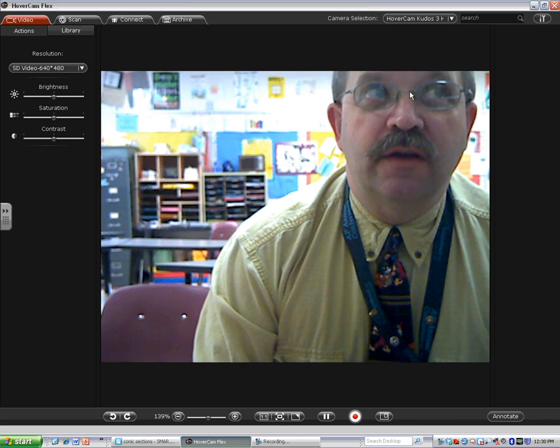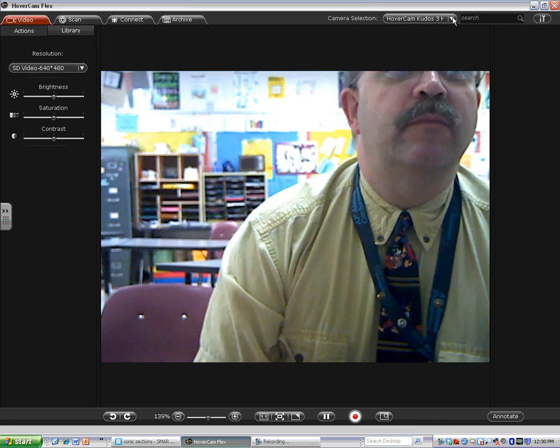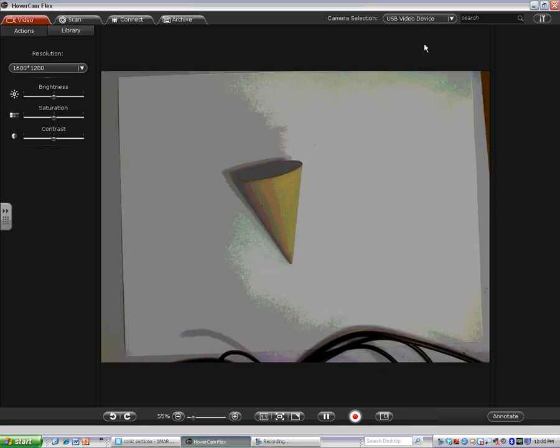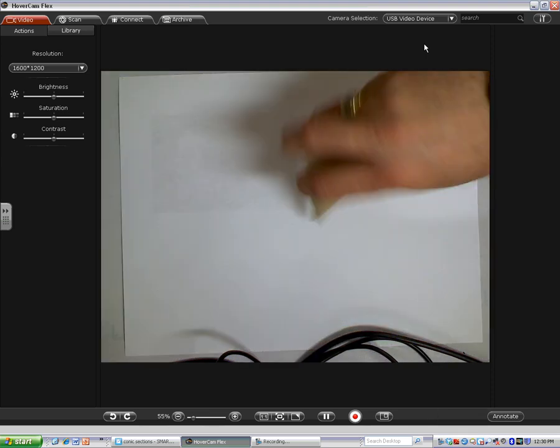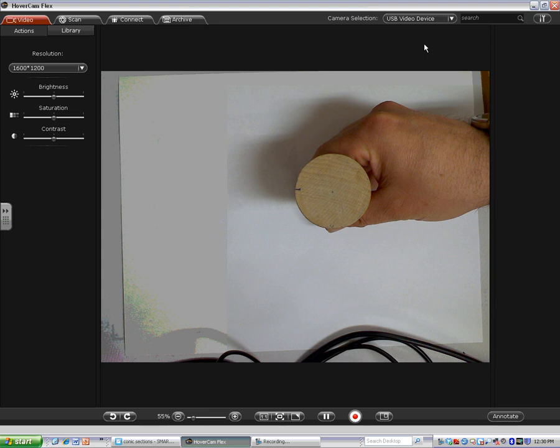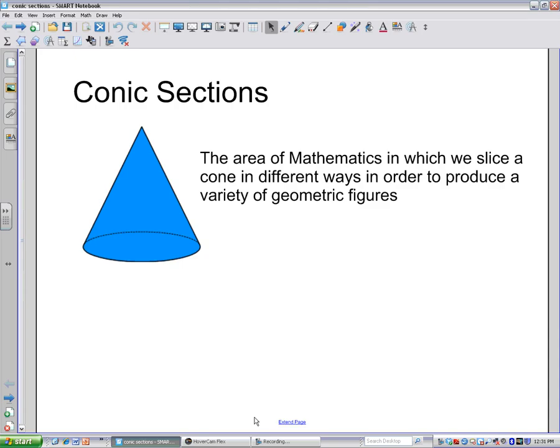If I change the camera, pardon me for a sec. You may not have heard me. What you'll see is a cone. Here's the cone. Looks very cone-like. A little blurred, but that's a cone. Round base, meets up at a point. And we're particularly going to be talking about today conic sections. Conic sections is the area of mathematics in which we slice a cone in a variety of different ways in order to produce a variety of geometric figures.